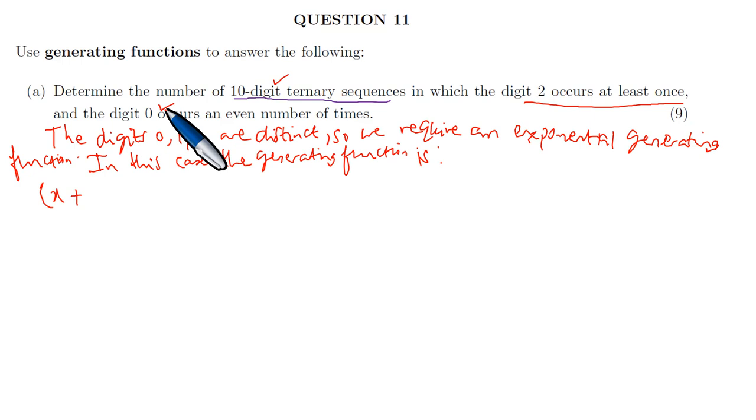I want us to analyze this together. If the digit 2 occurs at least once, and the digit 0 an even number of times. So you have x, x squared over 2 factorial, x cubed over 3 factorial, and so on. This is one of the generating functions because the digit 2 occurs at least once.